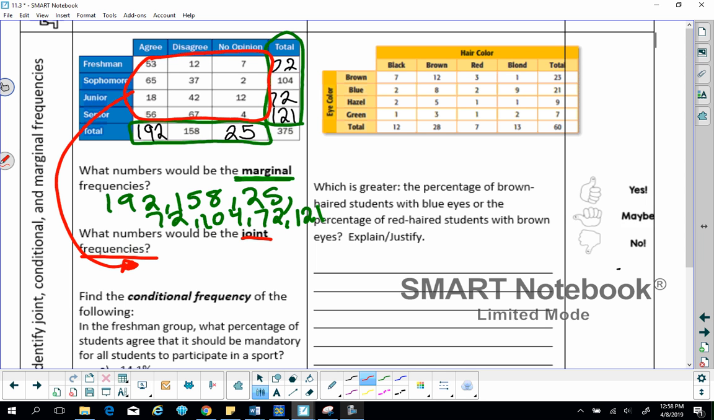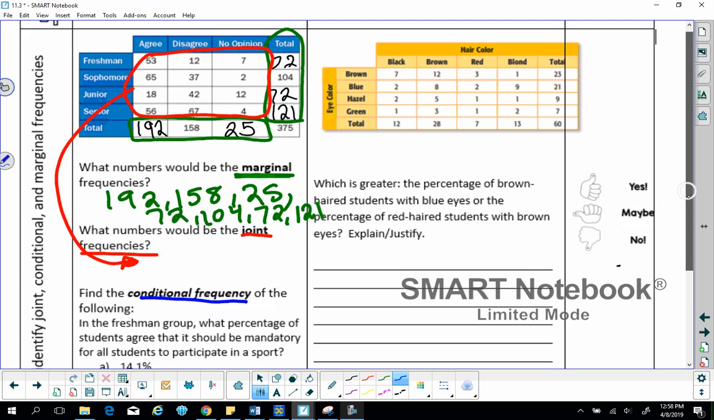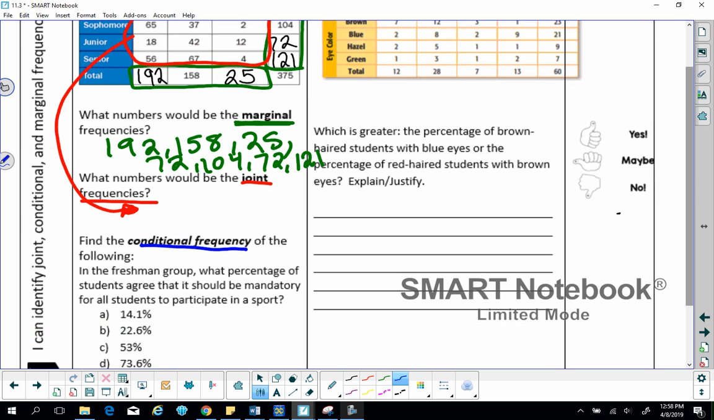Conditional is what we learned last class. So if I said, you can use your phone under one condition, that means in this situation, right? Conditional is talking about within a situation. So a conditional frequency would be like this. In the freshman group, so they're only talking about the freshman group, what percentage of students agree that it should be mandatory for all students to participate in sports? So conditional means out of a certain group. What group are they doing it out of? The freshmen.